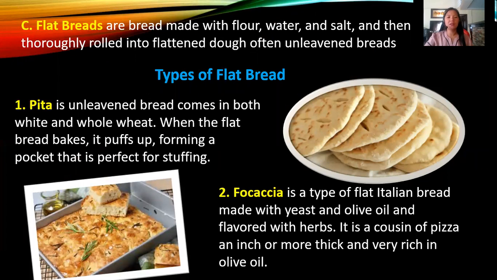Okay, the last type of buns, we have the flatbread. It is bread made with flour, water, and salt, and then thoroughly rolled into flattened dough, often unleavened bread. Okay, so let us now proceed with the types of flatbread. Pita bread is the first one. It is unleavened bread, comes in both white and whole wheat. When the flatbread bakes, it pops up, forming a packet that is perfect for stuffing.